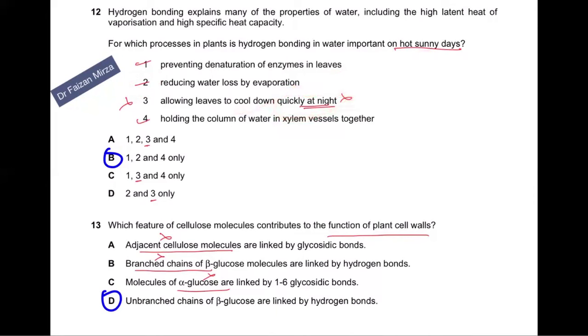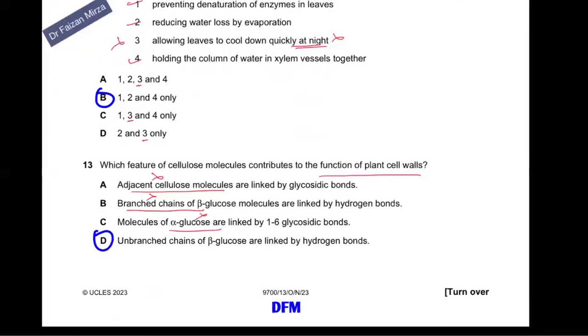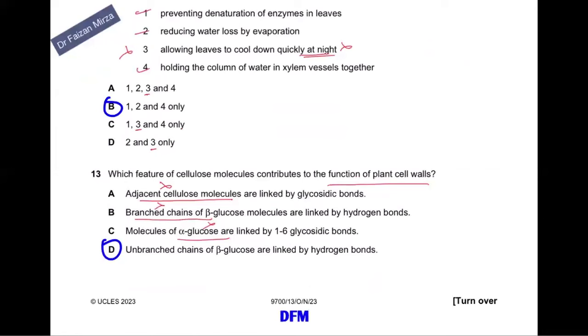Holding the column of water in xylem vessels together. Yes, hydrogen bonding is relevant there as well. So 1, 2, and 4 is the answer. Since 3 was omitted, answers A, C, and D are not there. B will be the answer. Which feature of the cellulose molecule contributes to the function of the plant cell wall? Adjacent cellulose molecules are linked by a glycosidic bond. Adjacent cellulose molecules, no. Adjacent beta glucose molecules are actually linked.